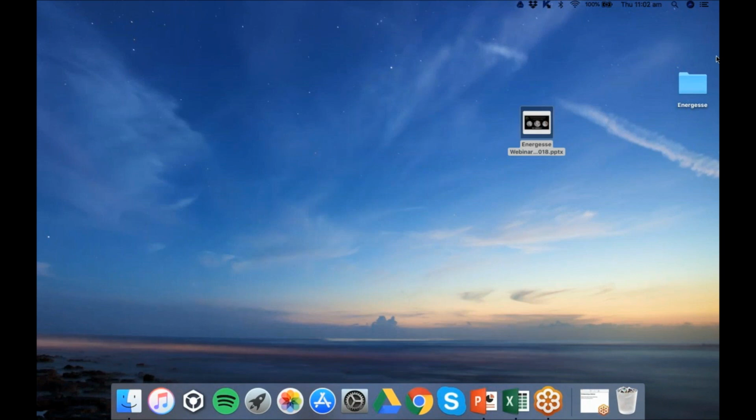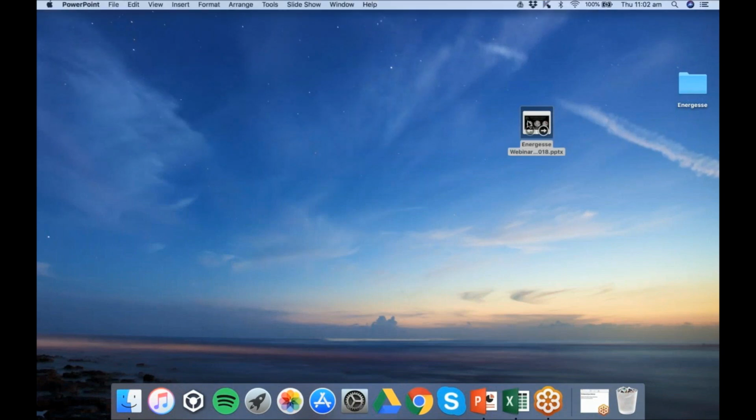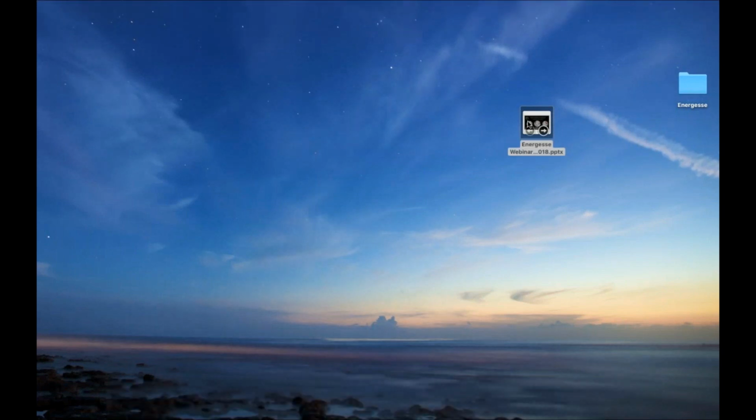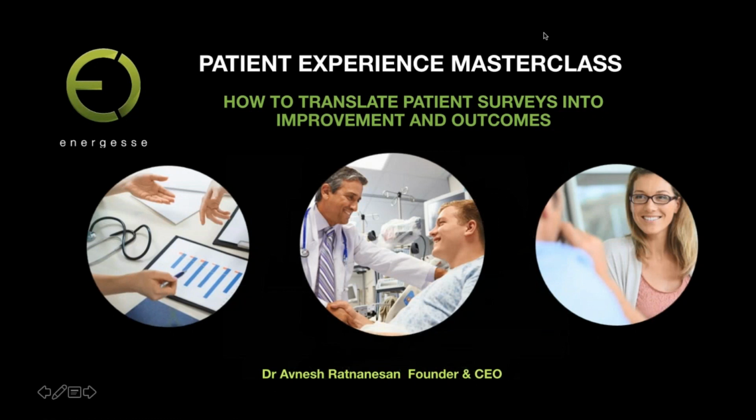So really, while my team's working on that, what we'd like to do is get into how you actually translate surveys into survey outcomes, and how you actually create improvement. So the learning objectives: some people are still in very early stages of patient experience improvement. They're actually trying to measure the patient experience. It can be quite a confusing space. There are lots of survey tools, methodologies, and questionnaires out there.